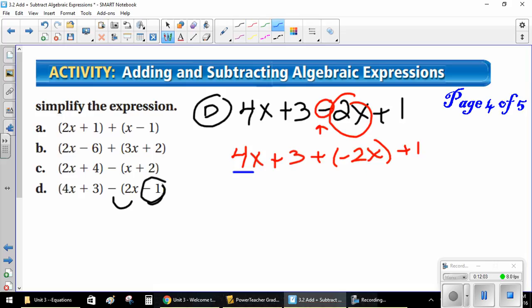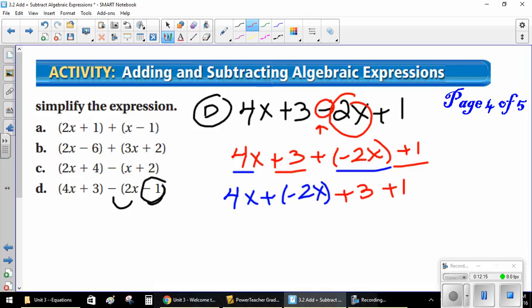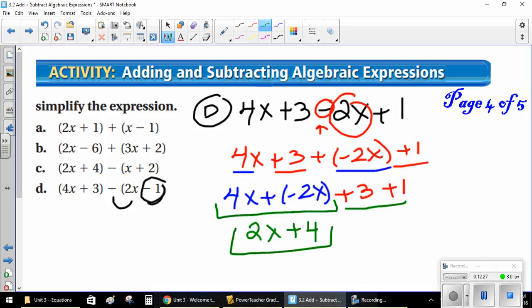Right, what I'm going to do now is combine my variables. So 4x plus negative 2x, and I'm going to take my constants, plus 3 plus 1. Now I'm going to combine: 4 minus 2 is 2x, and 3 plus 1 is positive 4. There's my solution. If you're having trouble, it's okay. We'll be spending plenty of time on this tomorrow in class. And we have just one more page to do at this point.